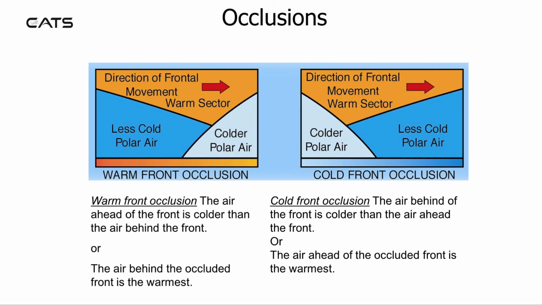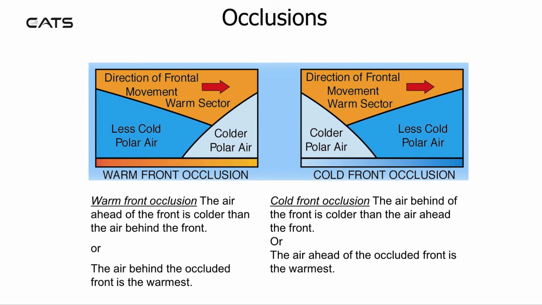Occlusions. A warm front occlusion has the appearance of a warm front coming. Ahead of the warm front occlusion will be cold polar air. Behind the warm front occlusion will also be cold polar air, but it won't be as cold. This makes it want to rise above the colder polar air.